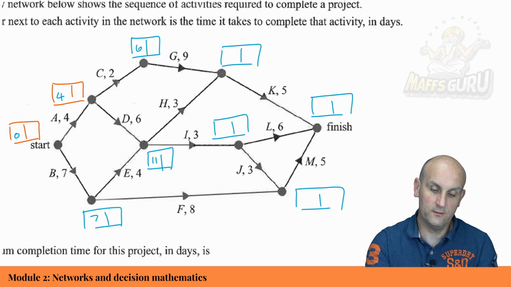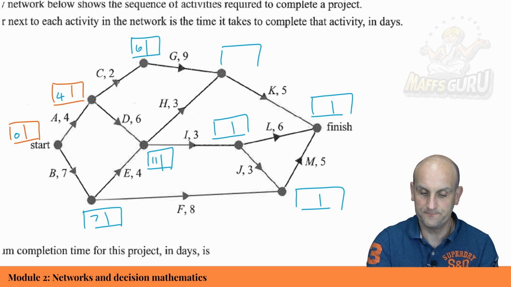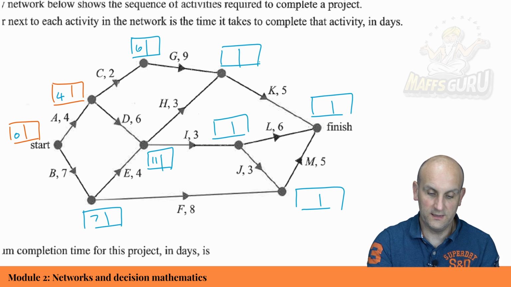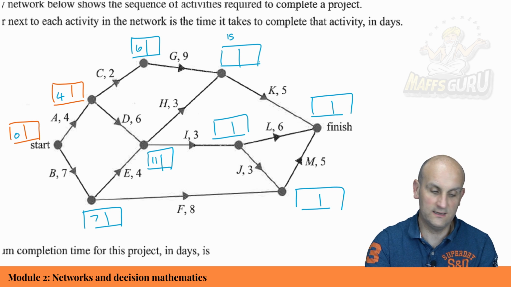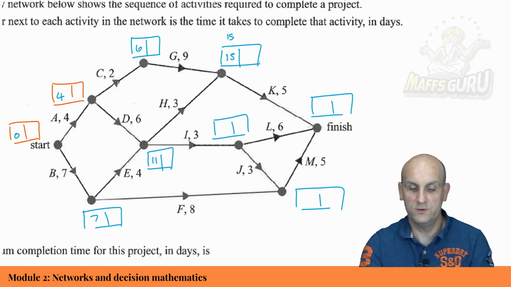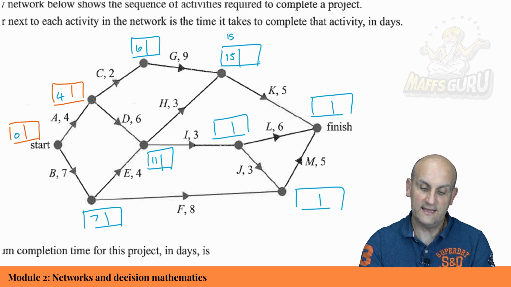Again, to get from 6 to there, I've got to add on 9. Again, I have 2 choices. It could be 15 by the 6 plus the 9, or it can be 11 plus 3, which is 14. I have to choose the biggest number, which gives me 15. To get to I, so to pass through I, there's only one way, so that's got to be 14.